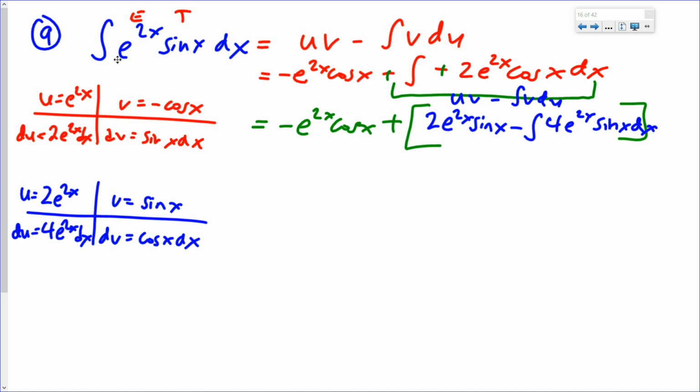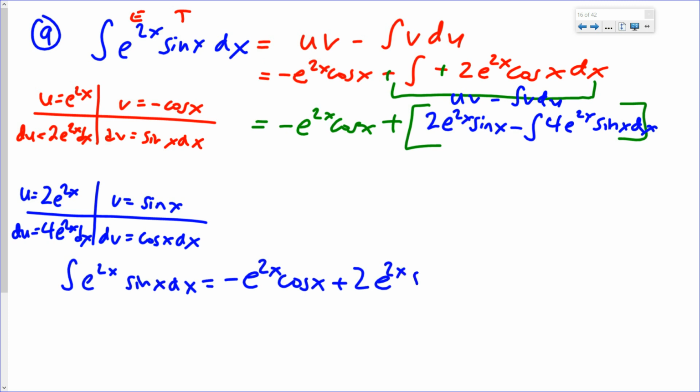All right. So what I have is an ET problem, which means I know ET needs to go home. Okay, that was the whole goal of the movie, right? Okay, so I'm going to recopy what I have. I have the integral of e^(2x) sine x dx is equal to negative e^(2x) cosine x plus 2e^(2x) sine x minus, I'm going to take the 4 out, minus 4 integral of e^(2x) sine x dx.